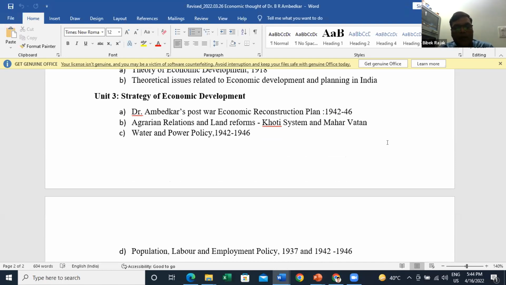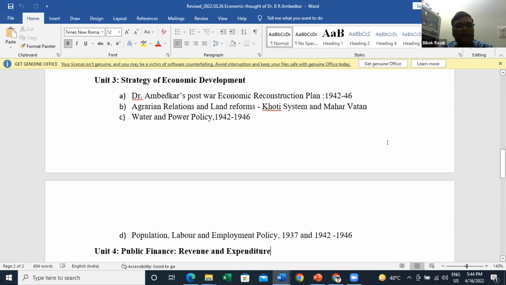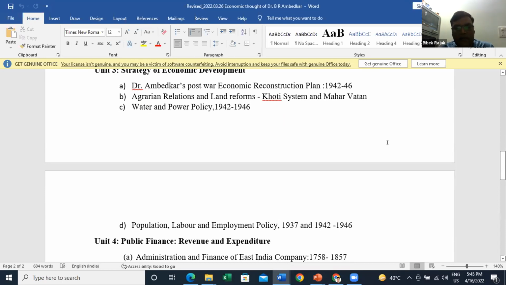While being a labor member in the Viceroy's Executive Council, he was given additional charge of water and power. So he made these policies for India between this period. Then his contribution towards population, labor, and employment policy.